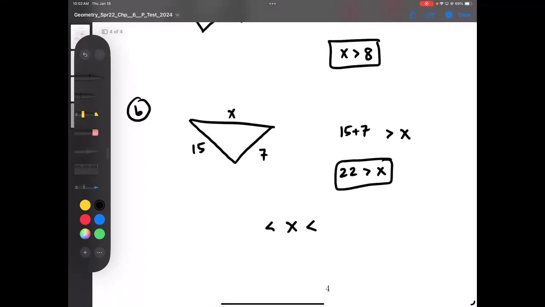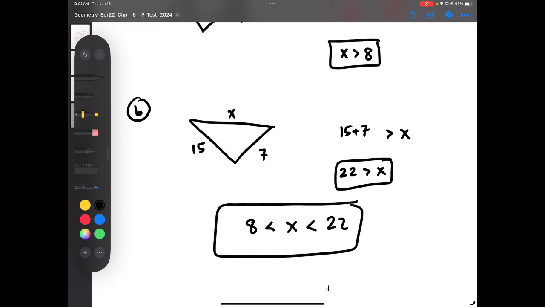Okay, what number makes sense to go on the left side? 8? Yeah, 8. And then on the right? 22. Okay, good. So what this means is the value of x has to be in between 8 and 22. Okay?